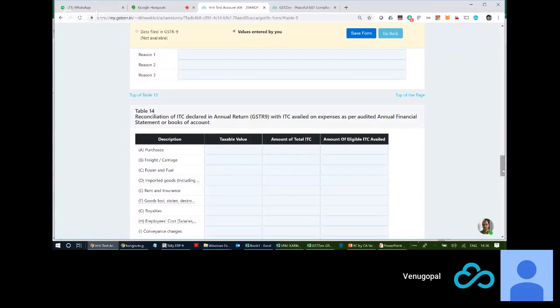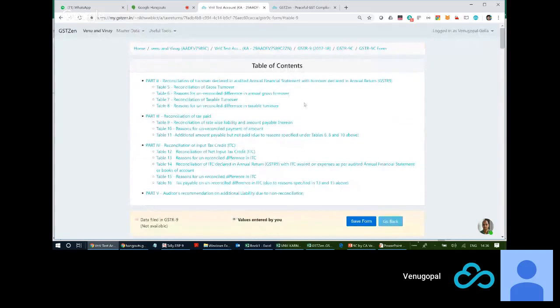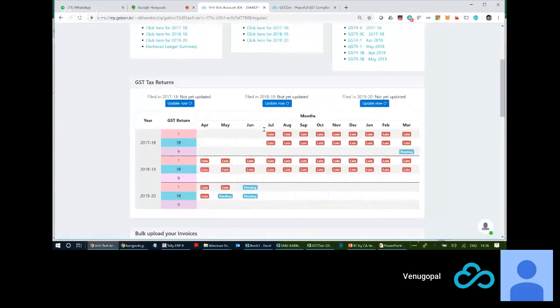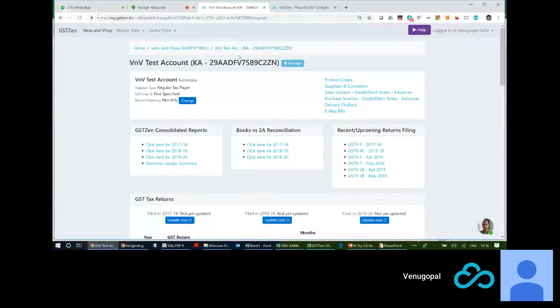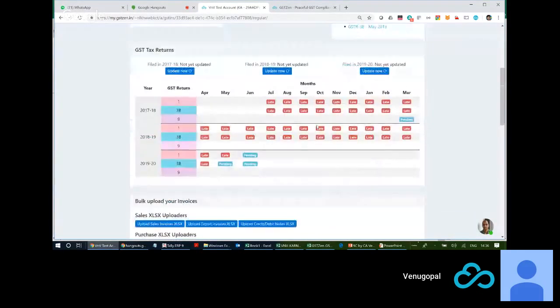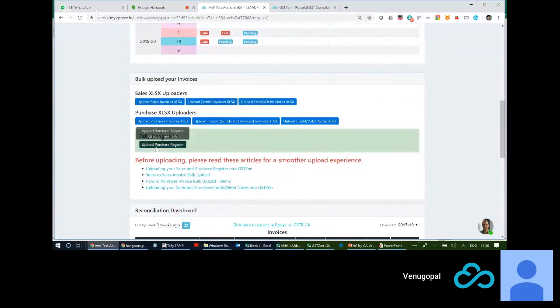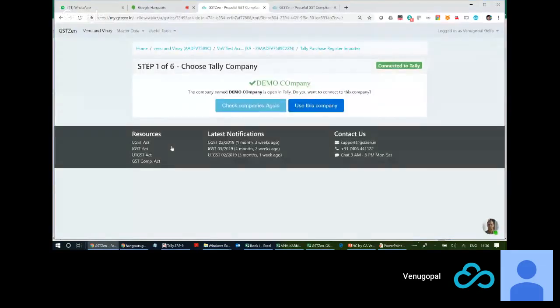For this I would explain one small tool which is available here. Once you log into the account, you will find a Tally connector. If the users are on SAP and others, you have to get other connectors. I'm using Tally here, so I'm taking a Tally connector. One can upload a purchase register; either it can be uploaded or it can be automatically synced.